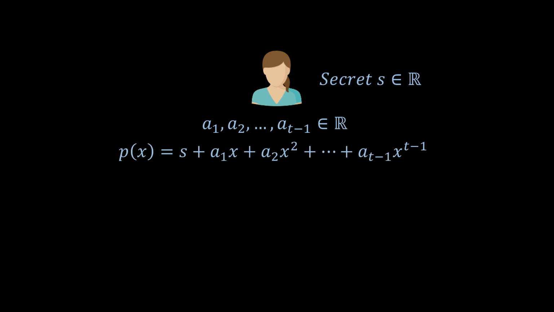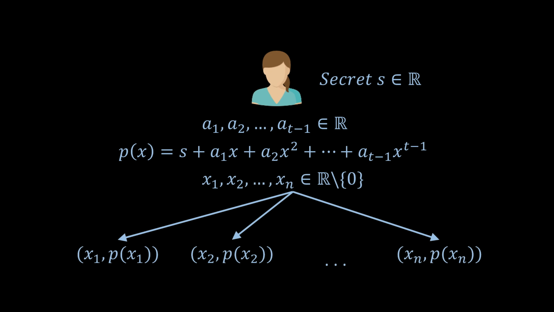Let's say Alice has a secret S that is a real number. Alice then picks t-1 random real numbers and creates a polynomial of degree t-1, with the chosen random numbers as the coefficients and the term independent of x being the secret S. That is, the secret is revealed when evaluating the polynomial at x equals 0. Alice then chooses n distinct non-zero numbers and then pairs up each of these numbers with the value of the polynomial at these numbers. Given these pairs, how can the secret be reconstructed?